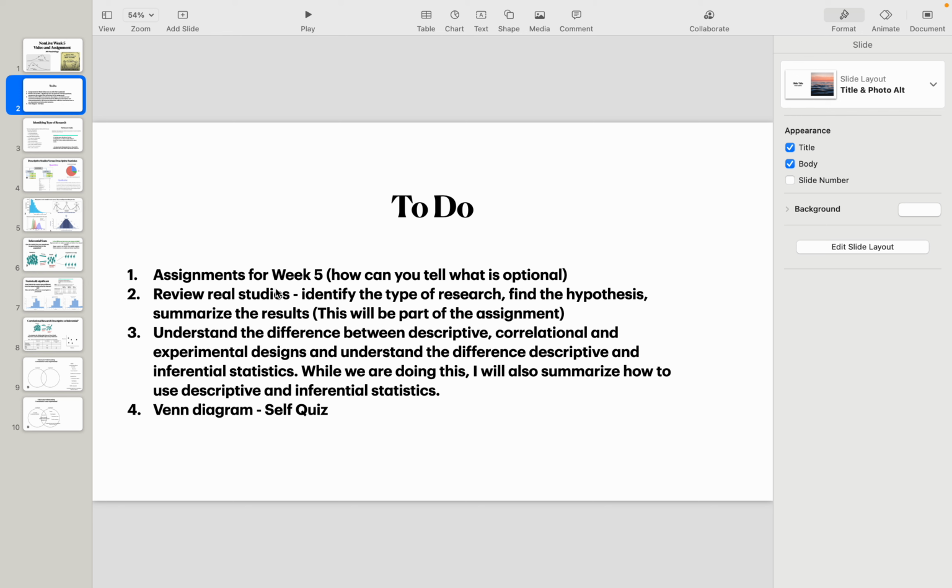I'm going to quickly run through the course page to make sure you really know what is optional. I'm going to preview an assignment that you're going to do on looking at real studies, like you have to do in the free response. I'm going to do a quick lesson to make sure you get the difference between the types of research and summarize descriptive and inferential statistics, an overview of what you did last week. And then there'll be a quick self-quiz. Make sure you got this down.